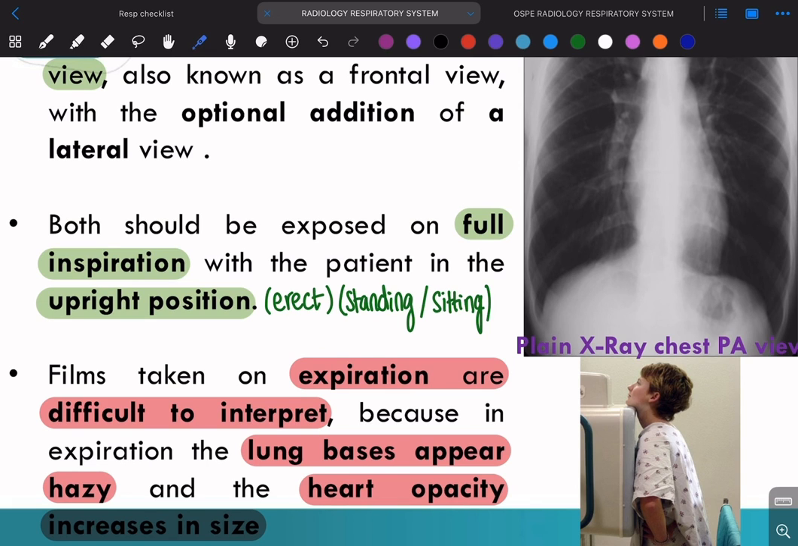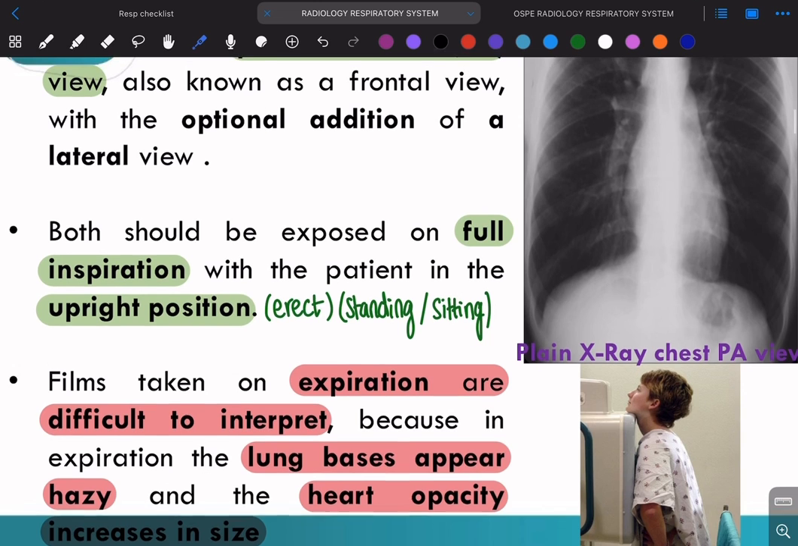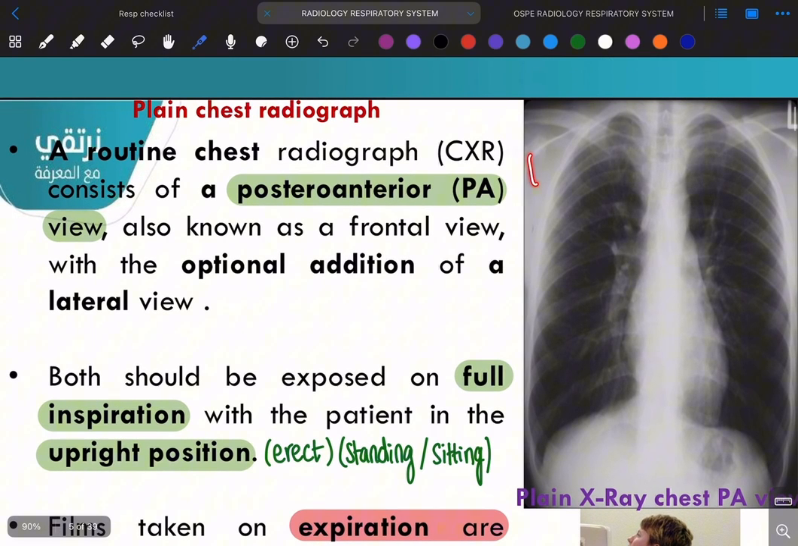If the x-ray image is taken while the patient is expiring, we're going to get a very unclear image. Why? Because the lung base is going to appear very hazy. We're going to see it now. The lung base is going to appear very hazy and the heart opacity is going to increase in size. So what do we mean by that? This image is a perfect image, okay? So here we can see the base of the lung is very clear. We can identify it, and this is the diaphragm as well. Everything is clear. And then here we have the heart. It's also very clear. This is the diameter of the heart, right?